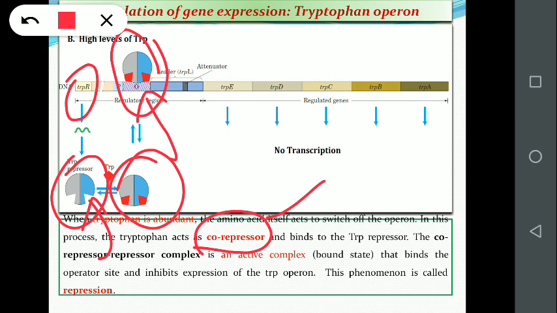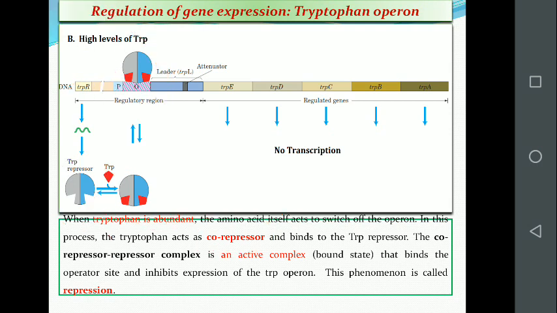So now the RNA polymerase is unable to bind to the promoter site, and the structural genes are not transcribed because of the binding of the repressor co-repressor complex at the operator site. So the structural genes are switched off. So no gene products, proteins, and ultimately enzymes will be produced, and because of that, the synthesis of tryptophan from chorismate will be stopped. Therefore at high levels, the genes are switched off.